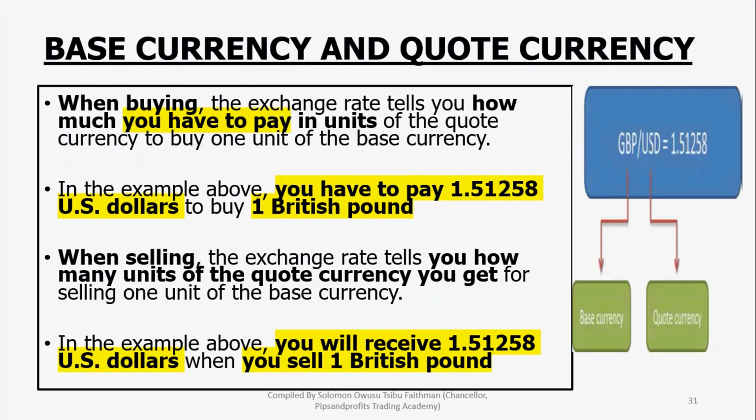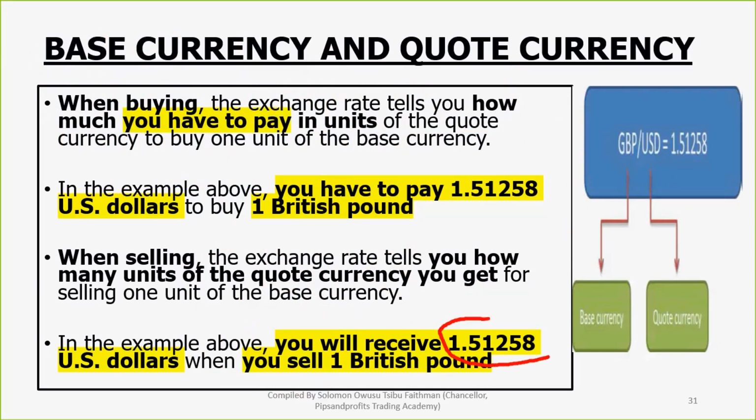Don't complicate it. If you don't understand, just take your time and use the Ghana cedi and then the dollar for an example. So, in this example we have here, you will receive 1.51258 US dollars when you sell 1 British pound. As simple as that. When you buy 1 British pound, GBP USD, it means that you are going to buy with the US dollar.